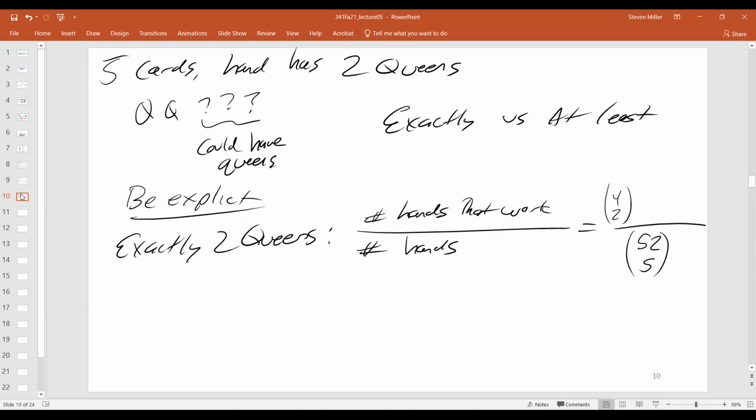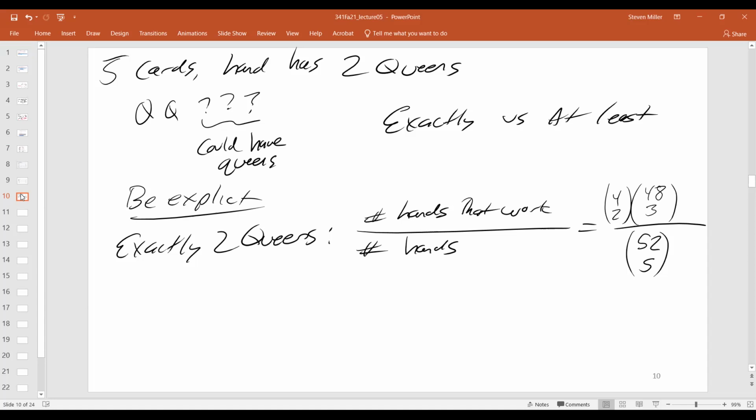After we choose the 2 queens, how many cards are left in the deck? Be very careful. Yes, it's 50. There are 50 cards left in the deck. Of those 50 cards, how many am I willing to draw from now for the rest of my hand? 48, because I can't draw any more queens. I want to have exactly 2. So it'd be 48. And how many do I have to draw?